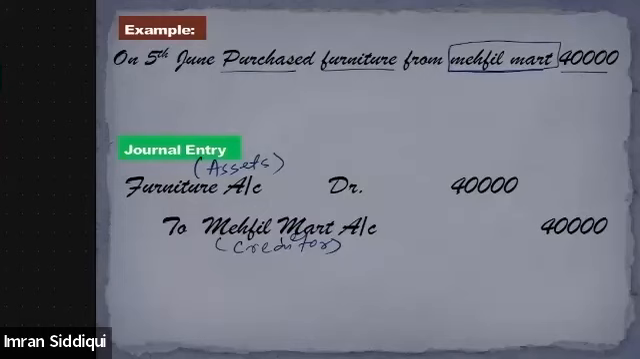Yes, okay. Now see, since the journal entry has two different items, one is from the asset and one is the creditor, that means we will have to open two different kinds of account. This journal entry has to be posted in two ledgers. So firstly, we will prepare the furniture account and then we need to prepare the Mehfil Mart account as well.